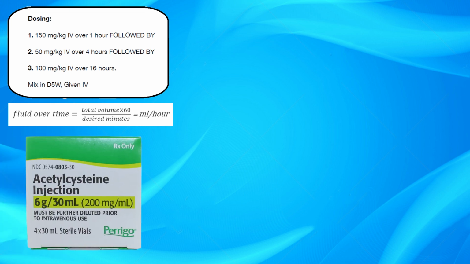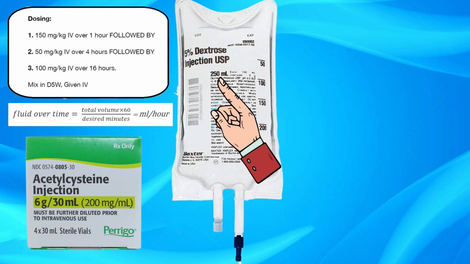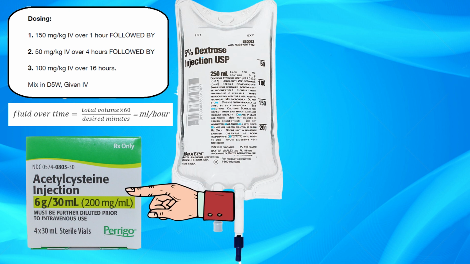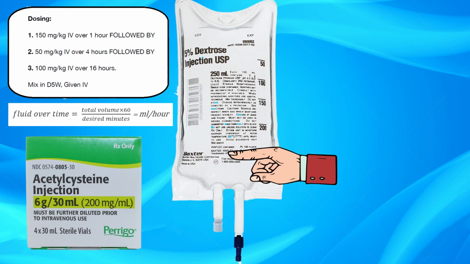A very helpful nurse who understands that you're practicing your medication math hands you a vial of acetylcysteine, which contains 6 grams in 30 milliliters. She also hands you this bag filled with 250 milliliters of D5W. If we put this entire vial of 6 grams of acetylcysteine into this bag of 250 milliliters of D5W, how many milligrams is in that bag, and what is the concentration?